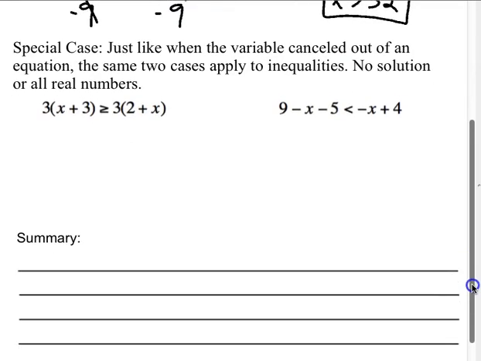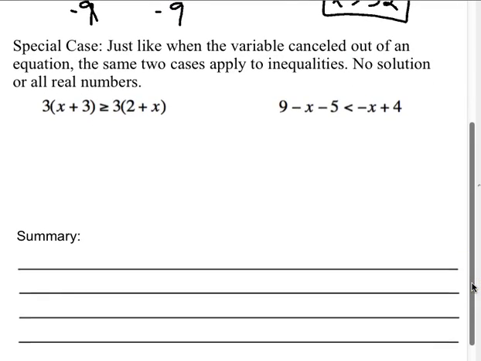Now, I do also want to take just a quick minute to talk about the special cases that can arise. Just like when the variable canceled off from an equation, the same two cases actually apply to inequalities, where it's either no solution, or in this instance, it's called all real numbers instead of infinitely many solutions. Slight difference, but it's the same idea. So let's take a look.